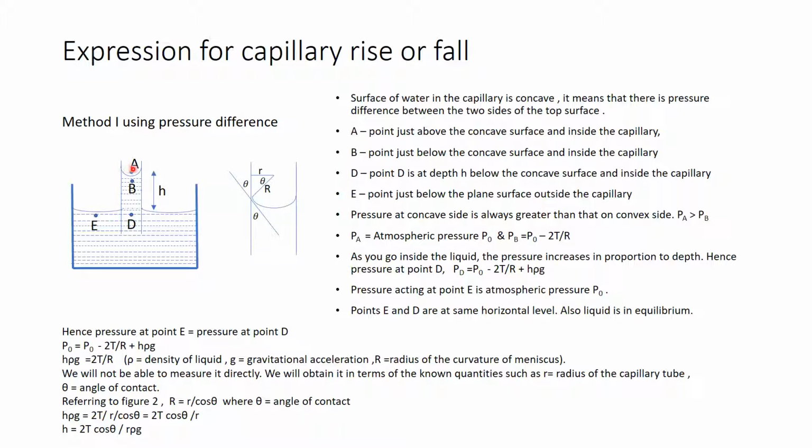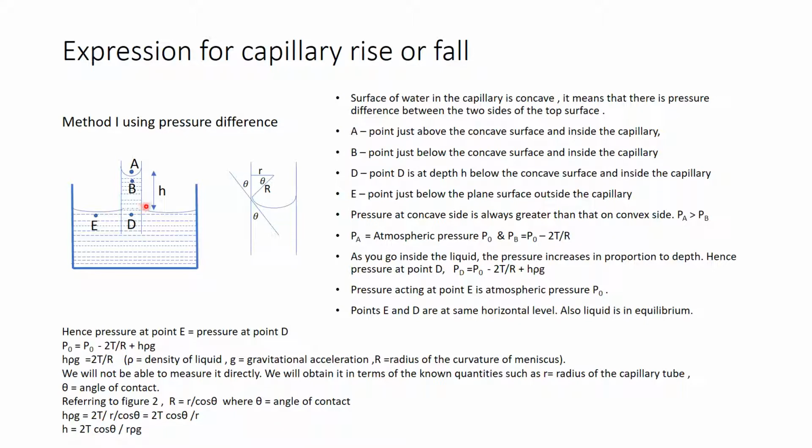Here we can see that the water meniscus is concave, and therefore there is a pressure difference between the two sides of this concave meniscus. Here you can observe 4 points A, B, D and E. Point A is just above the concave surface and it is inside the capillary. Point B is just below the concave surface and inside the capillary. Point D is at depth H and it is also inside the capillary. Point E is just below the plane surface, but it is outside the capillary.